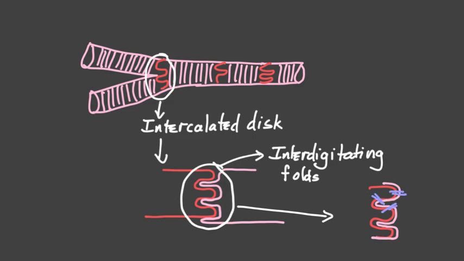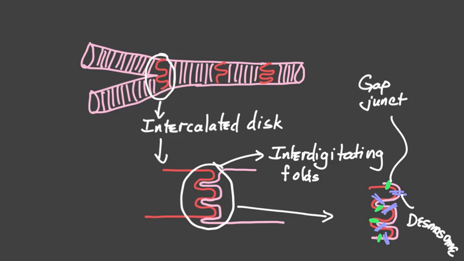Desmosomes are these lavender structures that you see here. They're mechanical junctions that keep the myocytes from tearing away from each other when the heart has to contract in a forceful manner. The third structure are the green structures that you see here, and those are the gap junctions. They are ion channels that allow the free movement of ions between the cardiac myocytes.